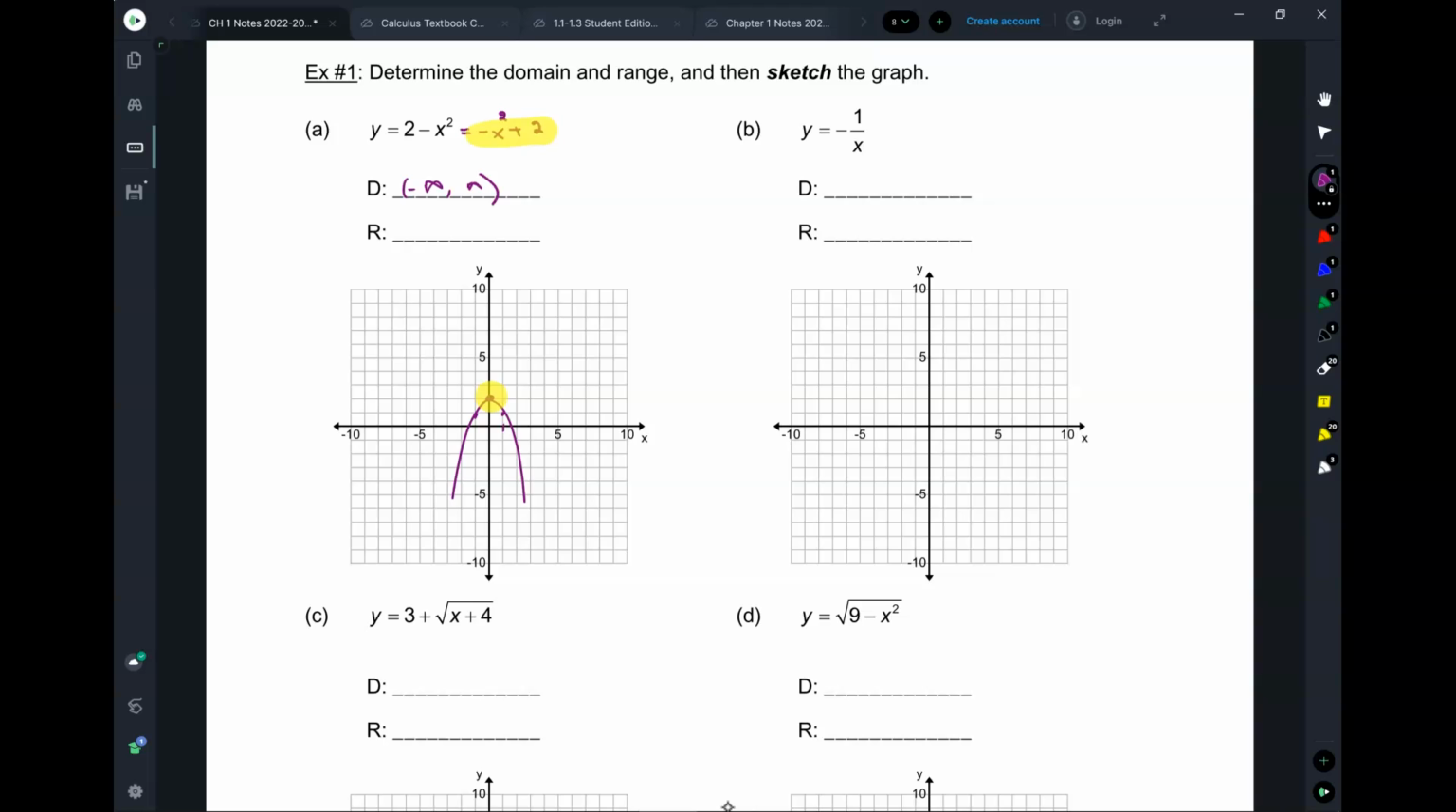Okay, and then the range, it's probably easier to see when you graph. It goes from negative infinity to 2. So if a student put 2 to negative infinity, that's not going to be full credit.